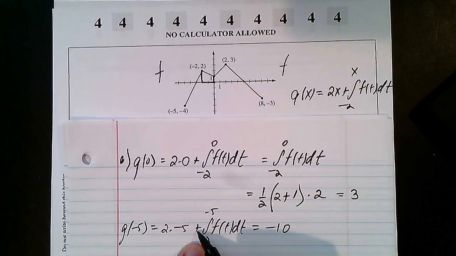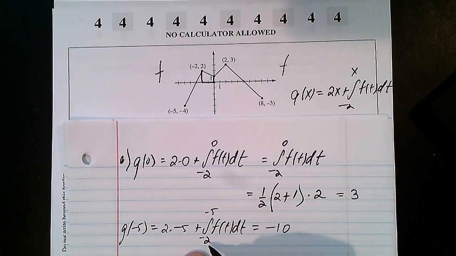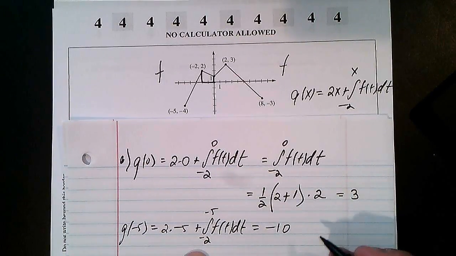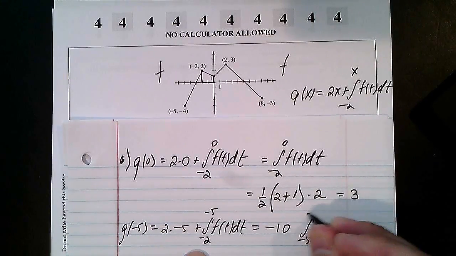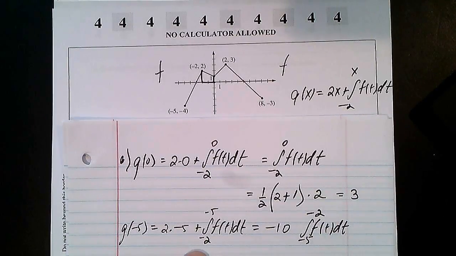Now, I'm supposed to integrate from -2 to -5. Normally, when we're dealing with definite integrals, the smaller number is your lower limit of integration, and the larger number is the upper limit of integration. You can switch these if you need to, and so you can integrate from -5 to -2 of f of t dt, but now you need to keep in mind that because you switch the limits of integration, you're introducing a negative sign into the problem.